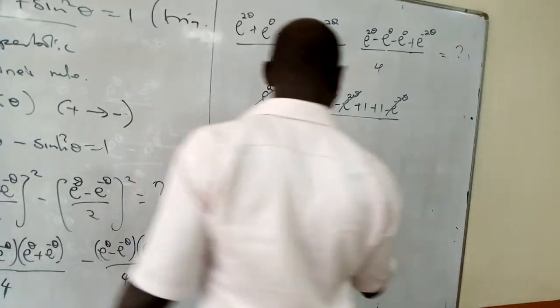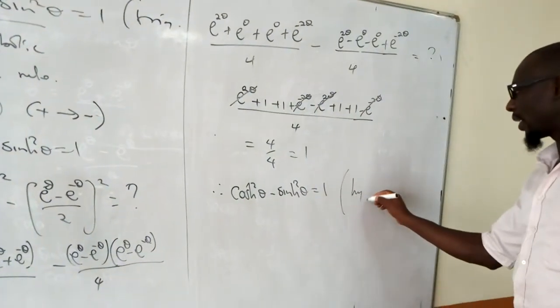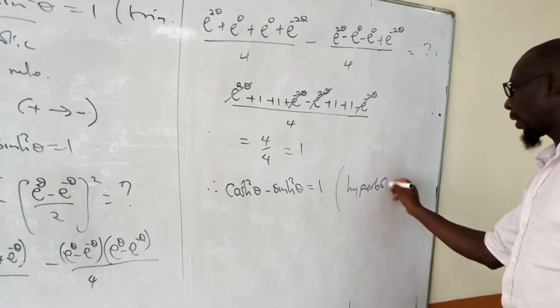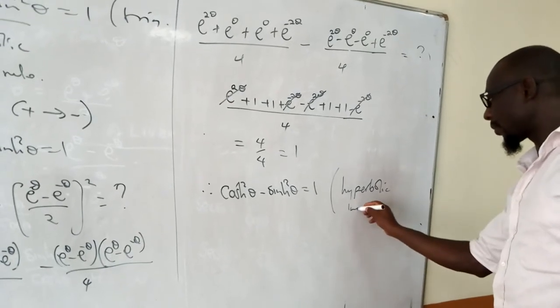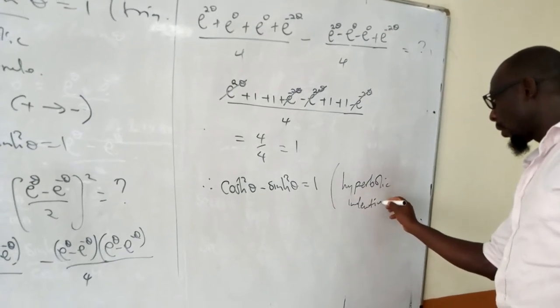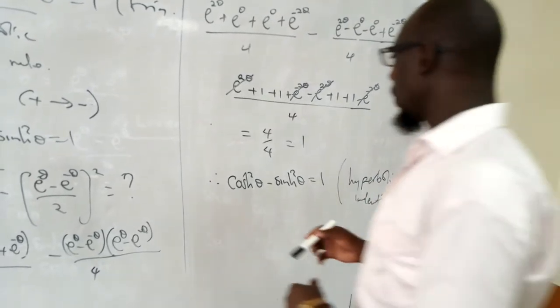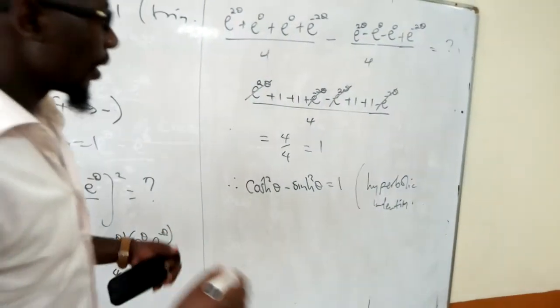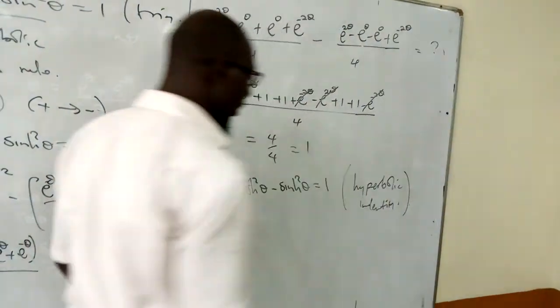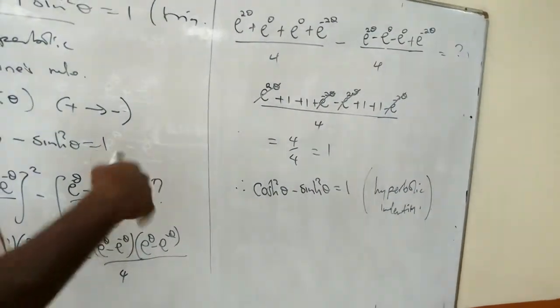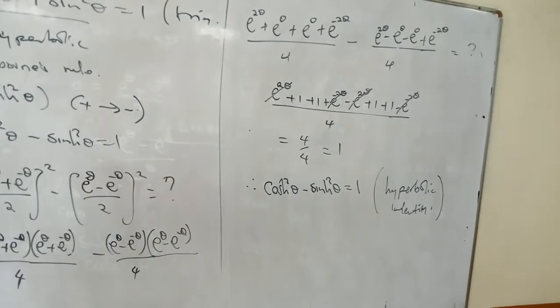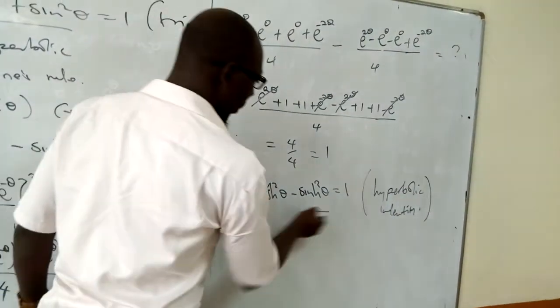So this is our first hyperbolic identity. That's our first hyperbolic identity. In our next session, we are going to prove the several types of hyperbolic identities and compare them with what you have in trigonometry. So we shall stop there for now.